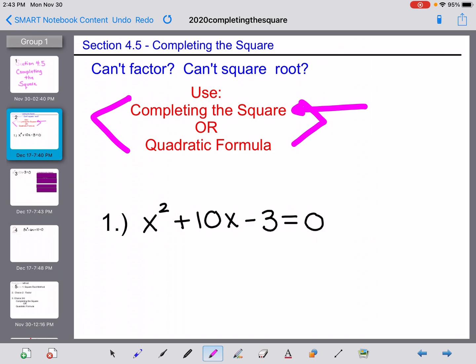So here we go. Here's example number 1, a problem where you can't square root it, and the reason I can't square root it is because it has this x in the problem, and it's not factorable. Even just by checking really quickly, this has a 1x squared, right? What multiplies to make -3 and adds to make 10? Not possible, right? So we can't use those 2 methods. I'm not going to do quadratic formula just because we already learned that. So now we're going to do completing the square.